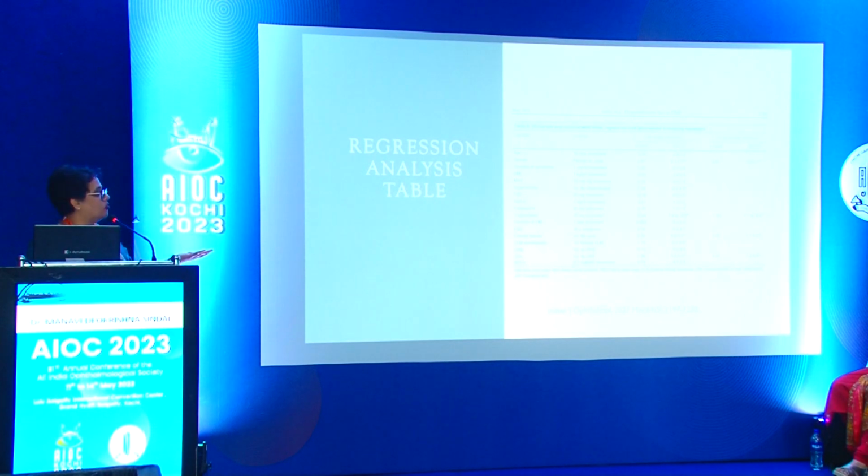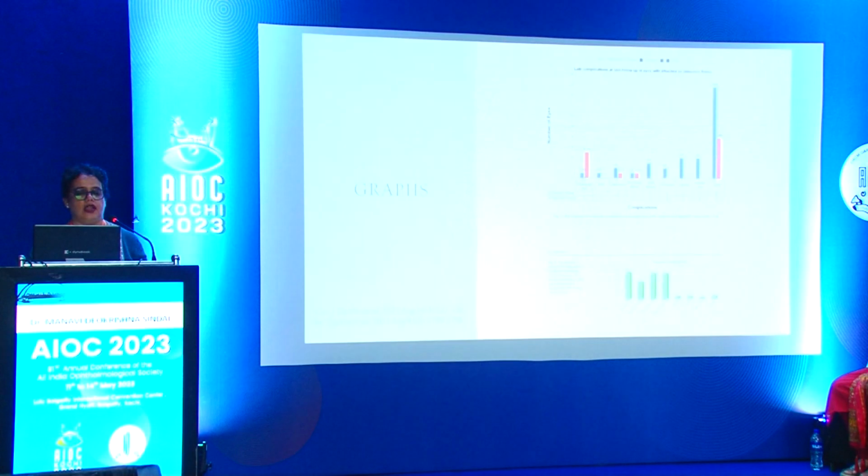We can have a regression analysis table. This is on hyperreflective foci in DME, and you can see the ones which are significant have been highlighted by a double asterisk mark, showing us that gender, the presence of lower levels of triglycerides, presence of cystoid spaces, and subretinal fluid were what were found to be important in the regression analysis.